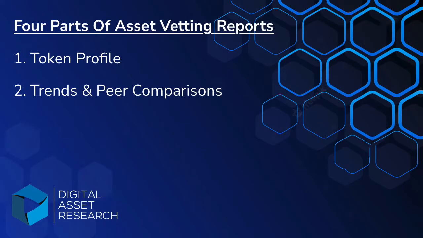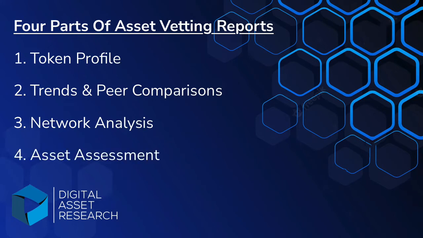DAR's Asset Vetting Report provides a comprehensive overview of over 75 metrics from multiple dimensions. As a nascent asset class, digital assets are often misunderstood because of their interdisciplinary nature. We tackle this problem by presenting relevant information in 4 parts: token profile, trends and peer comparisons, network analysis, and asset assessment. Unlike traditional assets such as equities, sources of information for crypto are less consolidated. There are no regulated or centralized entities that contain all the data necessary to know about your asset.